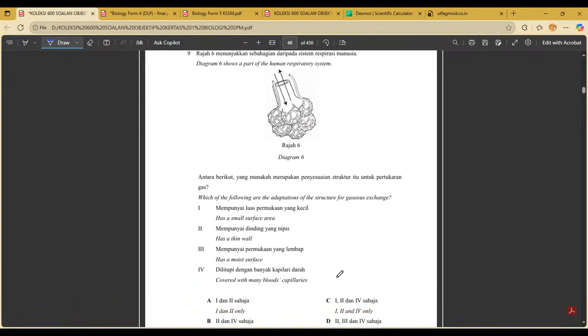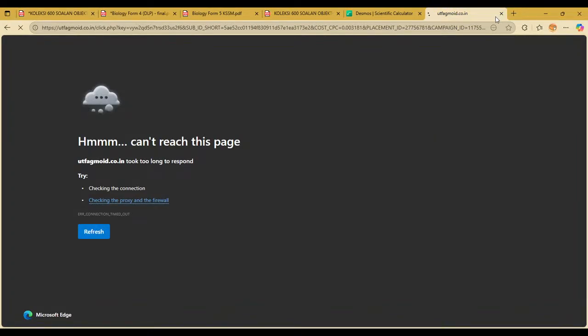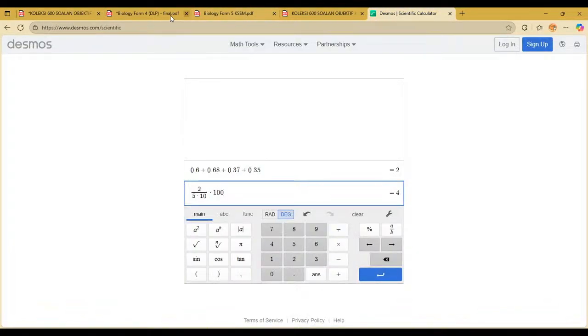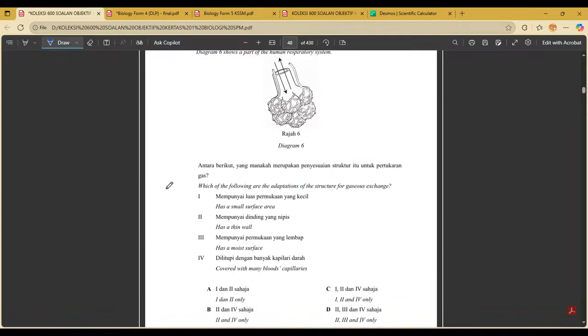Okay, next question. Why is this open like this? Diagram 6 shows the part of the human respiratory system. This is the alveoli. Which of the following are the adaptations of the structure for gaseous exchange?